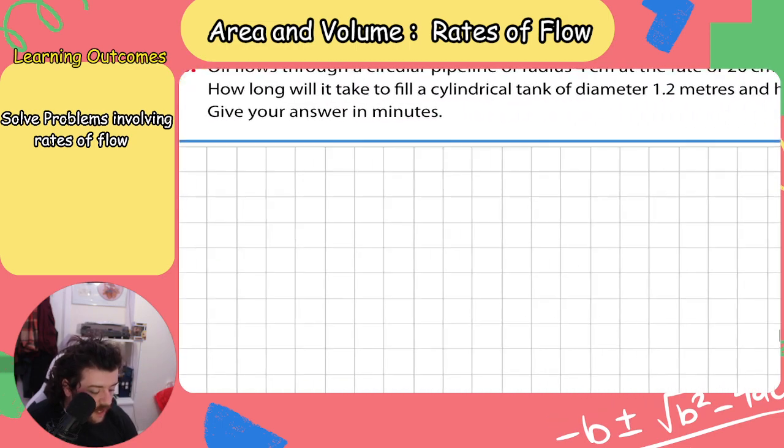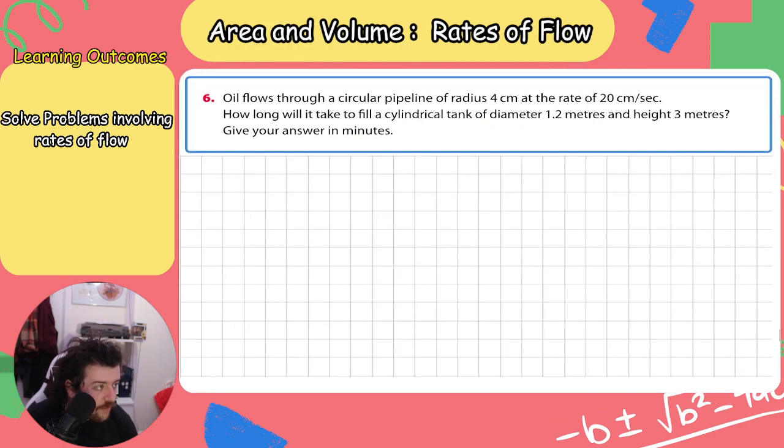Let's do another one here. Oil flows through a circular pipeline of radius 4 centimeters at a rate of 20 centimeters per second. How long will it take to fill a cylindrical tank of diameter 1.2 meters and a height of 3 meters? Give your answer in minutes.